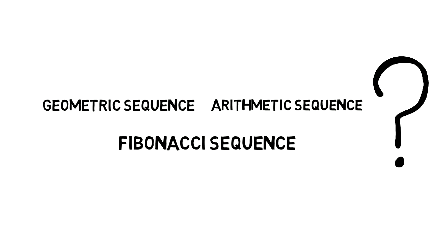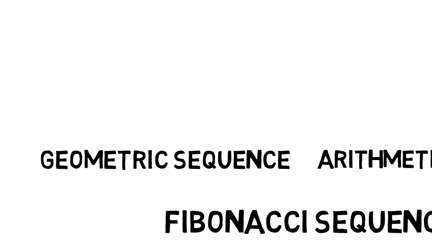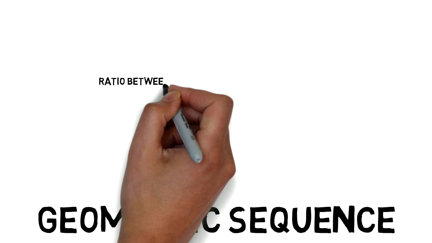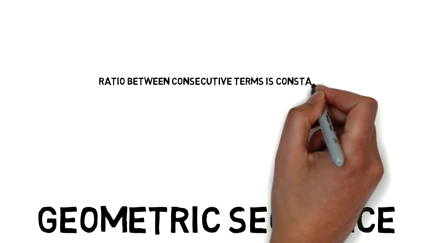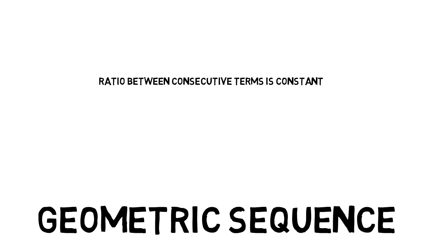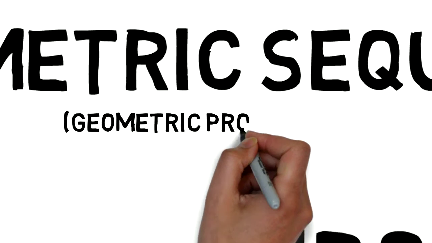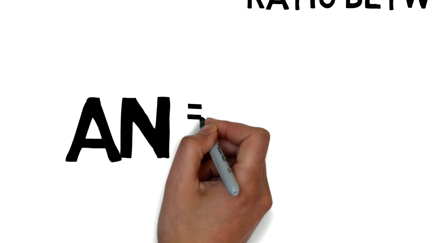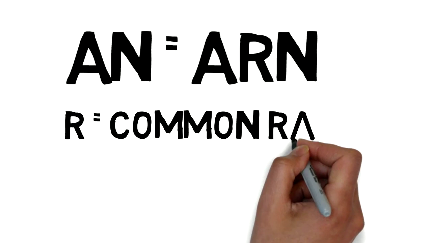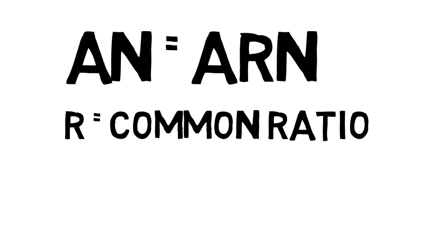Well, before knowing the difference between the three, let us first define geometric and arithmetic sequence. A geometric sequence is a sequence of numbers in which the ratio between consecutive terms is constant. It is also called geometric progressions, where it has a formula of a of n is equal to a r to the n, where r stands for the common ratio between the successive terms.